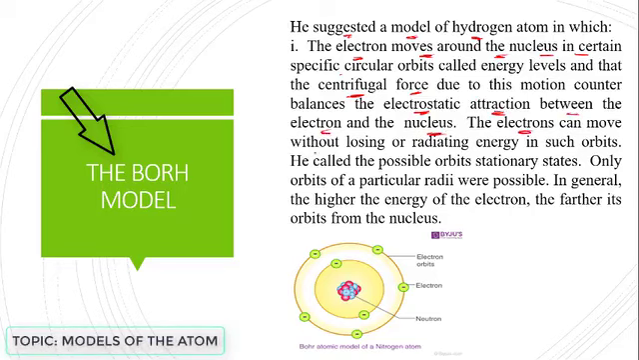Notice that electrons can move without losing or radiating energy when they move in such orbits. This is what Bohr called possible stationary states. The state at which electrons can move without losing or radiating energy is called a stationary state. And this was only possible in orbits of particular radii. So in general, Bohr was trying to say that the higher the energy of the electron, the farther it moves away from the nucleus in its orbit.